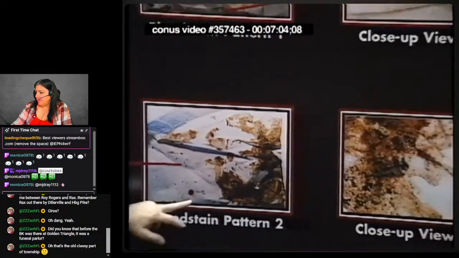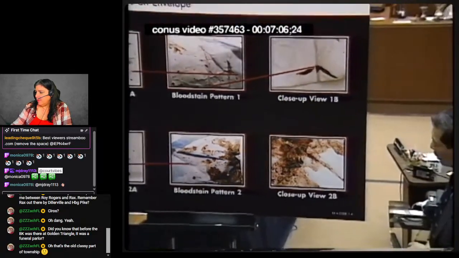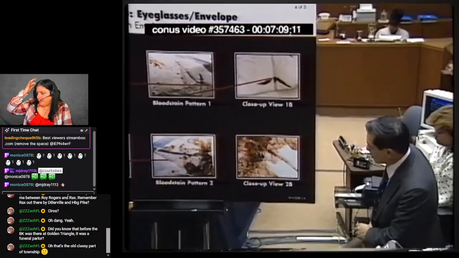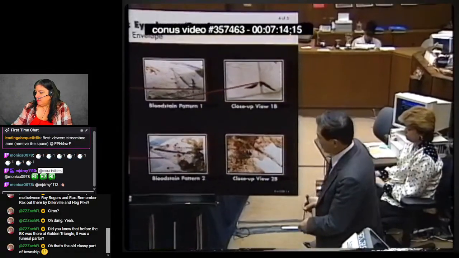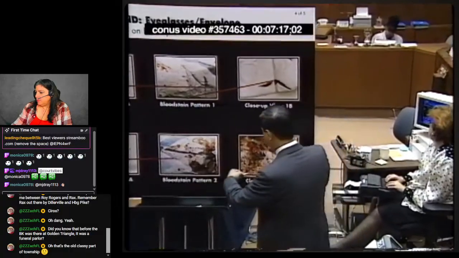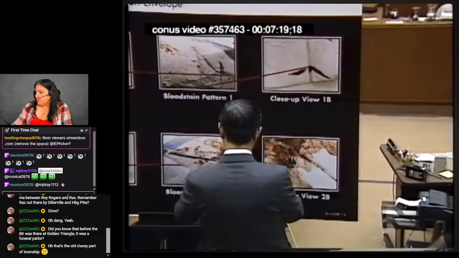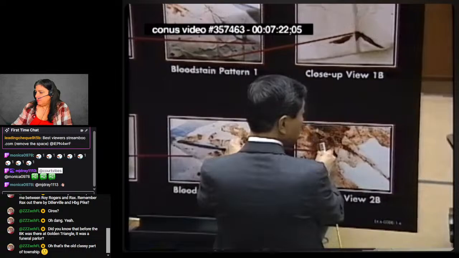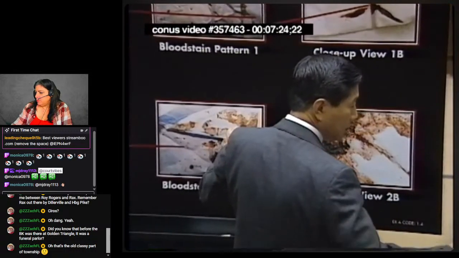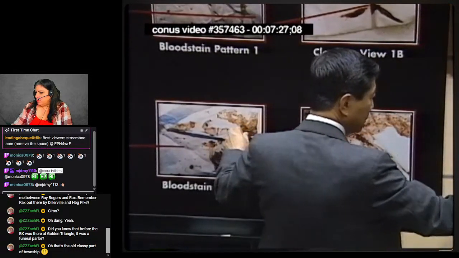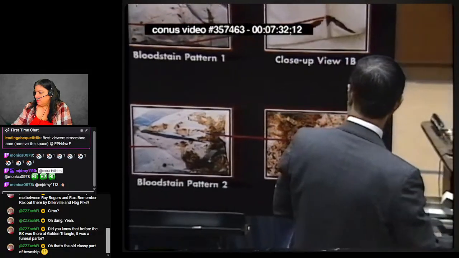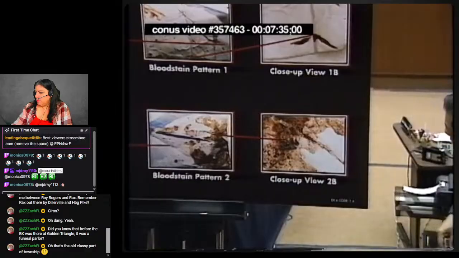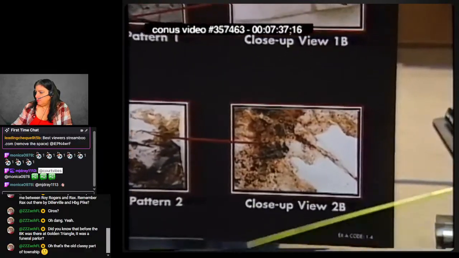And on this photograph, are there initials there? No, just 1B. Indication of B. Now, could you move to close-up view 2B? What does the close-up view 2B indicate in terms of the pattern?